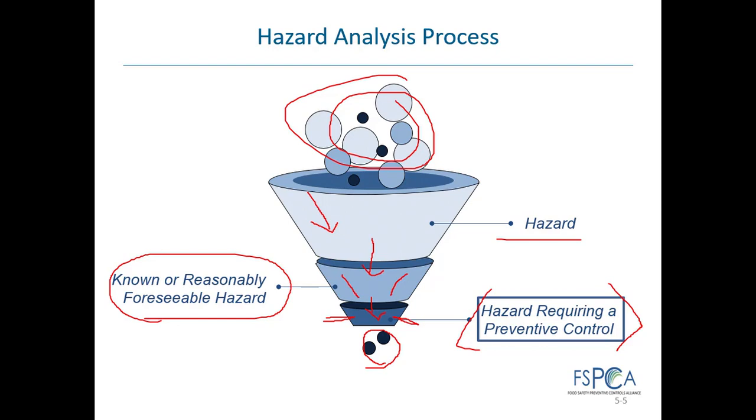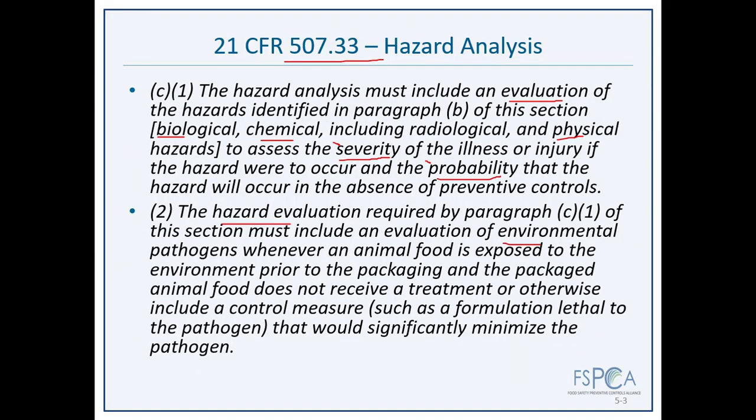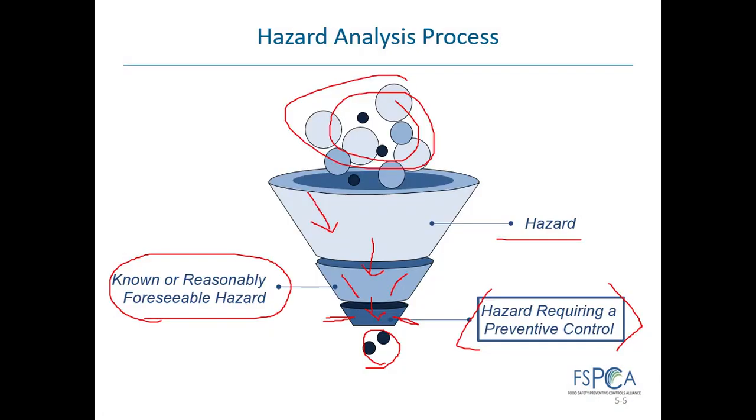Okay? When we consider probability, what we saw in the regulation, let me go back one slide. 2 slides. When we consider probability, check this out right here. Probability that the hazard will occur in the absence of preventive controls. This does not say in the absence of CGMPs. This bucket right here is already considering that we have CGMPs in place. So most of our known or reasonably foreseeable hazards that we identified right here are going to be taken care of with our CGMP program.